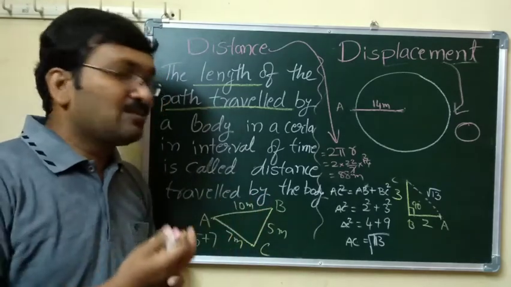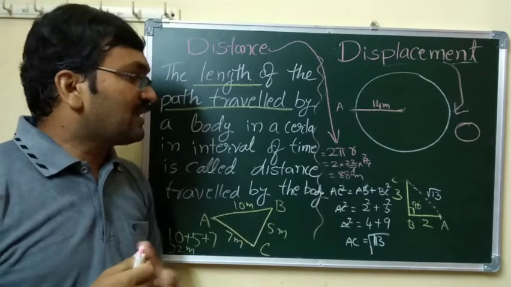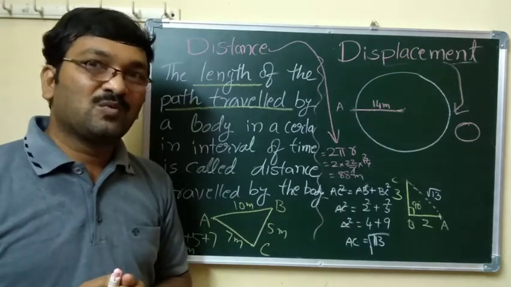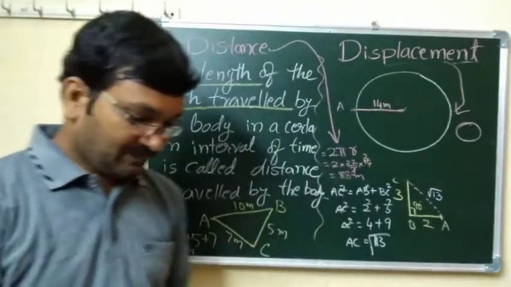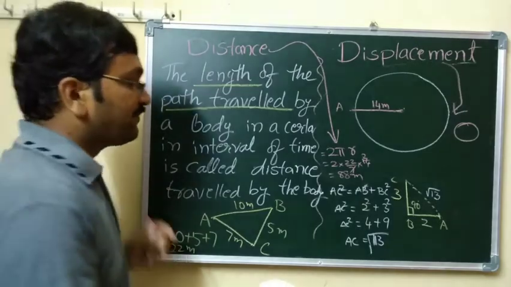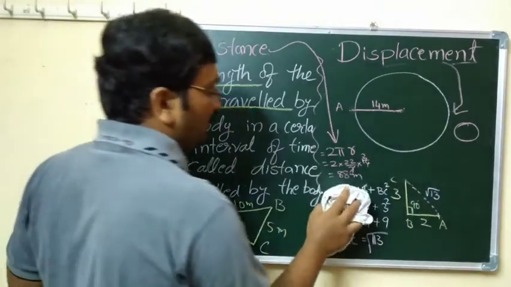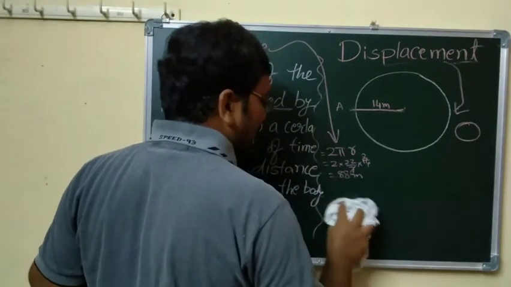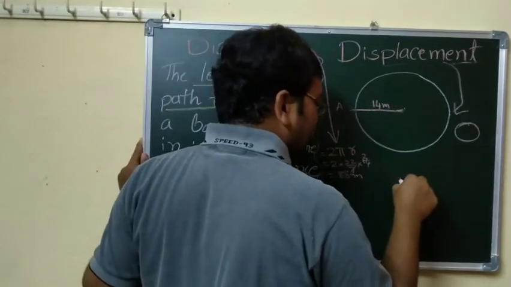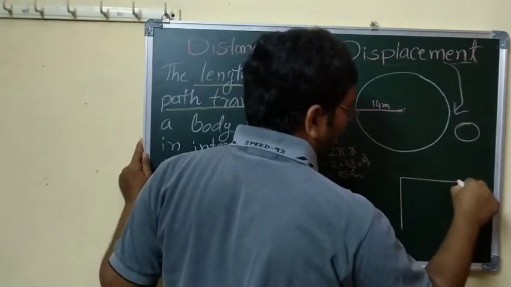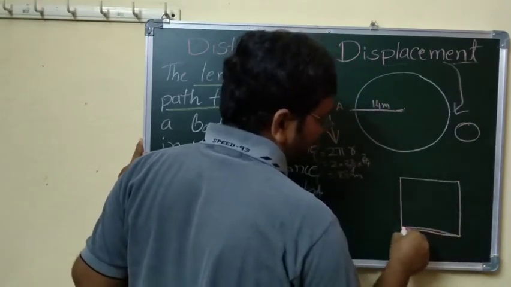Got an idea? Can I go for one more example? Okay, I think everybody got an idea. I'll go for one more, which is the easy one. Everybody take down this one in your notes. Once again we will find the distance and the displacement. My dear children, here I will take the easy one. See, it's a square here.